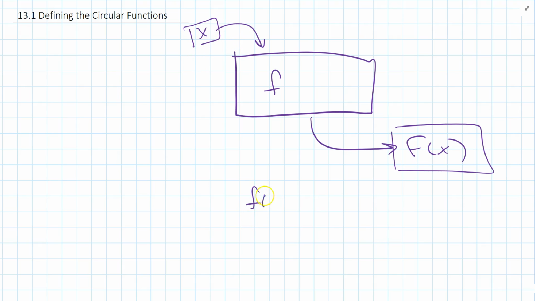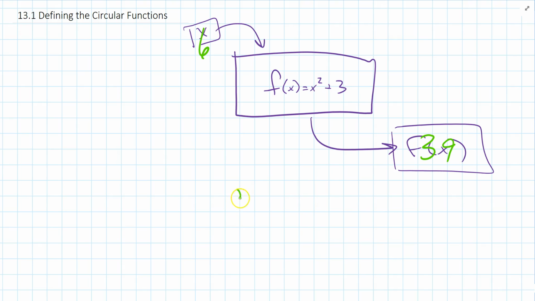An easy example: something like f of x equals x squared plus 3. If that was our function, then if we were to plug in, say, 6, we would get out 6 squared plus 3, which is 39. So then the question becomes, that's our idea of a function. How does that relate to the trig ratios, sine, cosine, and tangent?